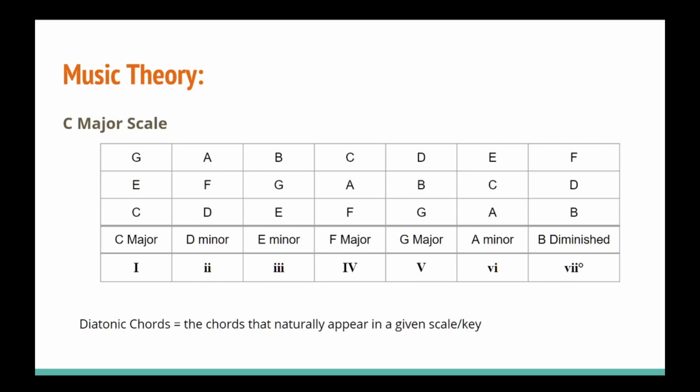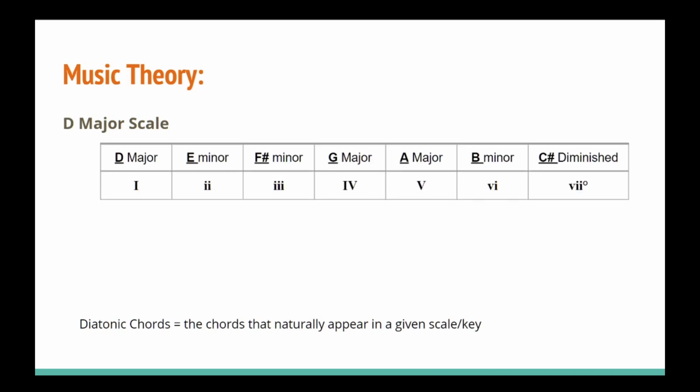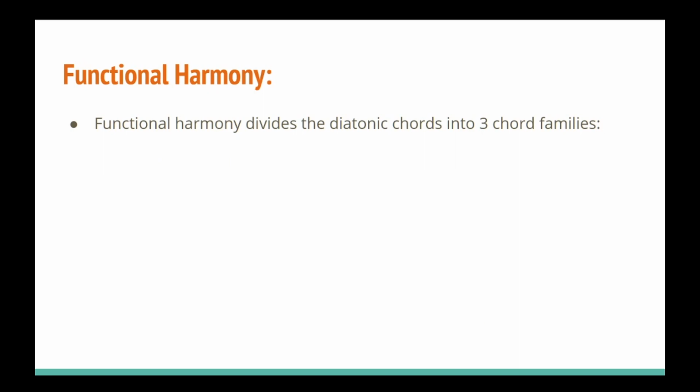If we want to find out what triads were in the scale of D major, all we would have to do is name each of these chords using the notes found in the D major scale. D major, E minor, F sharp minor, G major, A major, B minor, and C sharp diminished. Now that we know how to find the diatonic chords of any given major scale, it's time to look at how these particular chords are used in functional harmony.